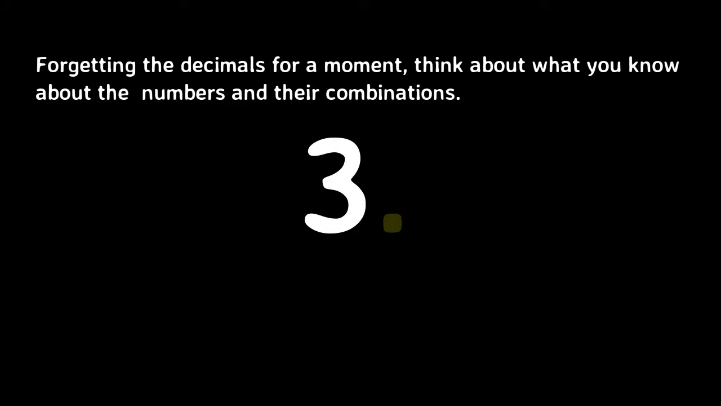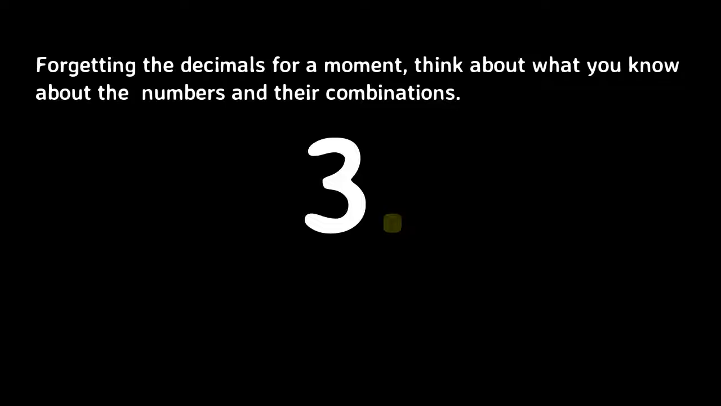So let's look at the number 3. You can't see a decimal, but there is an implied decimal after 3. This is the same for all whole numbers. We don't write the decimal, but it's still there. So that implied decimal is the starting point for everything we're going to do today. And remember, the implied decimal is after the whole number.